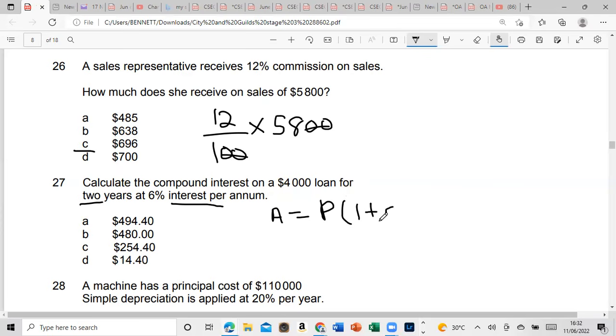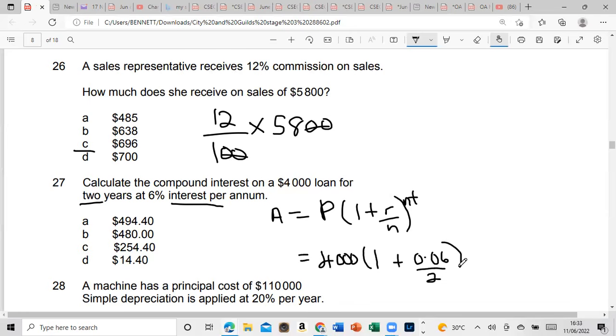The formula is 1 plus R over N, all to the power N times T. This was a very hard paper. So the principal is 4,000. Alright, so the rate is 6%, so that's 0.06. I'll divide this by 2.